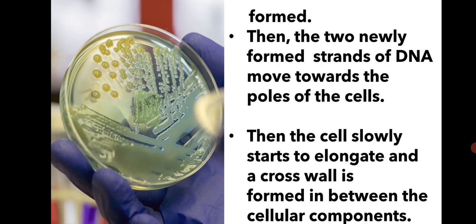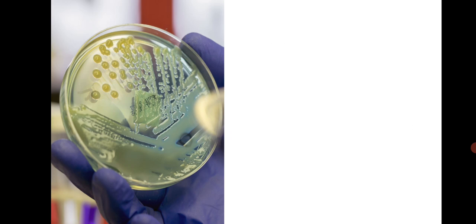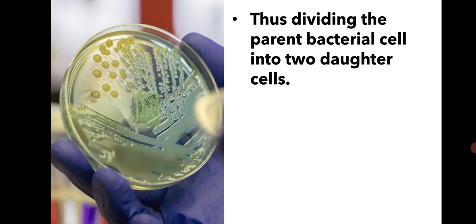Then the cell slowly starts to elongate, and a cross wall or a septum is formed in between the cellular components. After the formation of the cellular components, the two new daughter cells get separated from each other, thus dividing the parent bacterial cell into two daughter cells. Let us see how this happens through a diagrammatic representation.